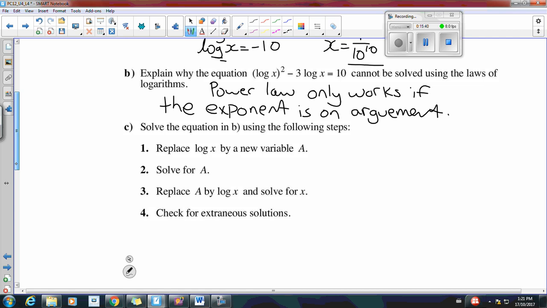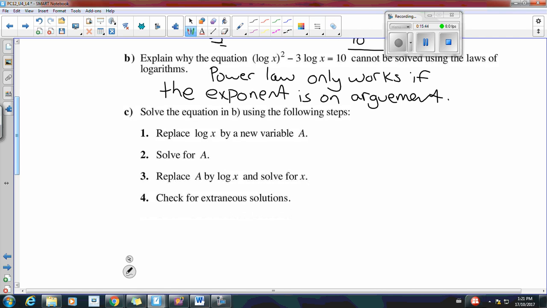So these are the hardest ones. Solve the equation in B using the following steps. Replace log x by a new variable a. So I'm going to have a squared minus 3a equals 10. Of course you could pick any variable. They picked a. Now I'm going to solve this for a.